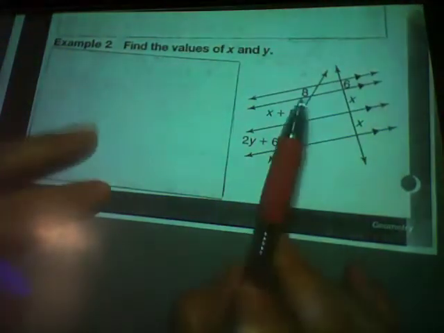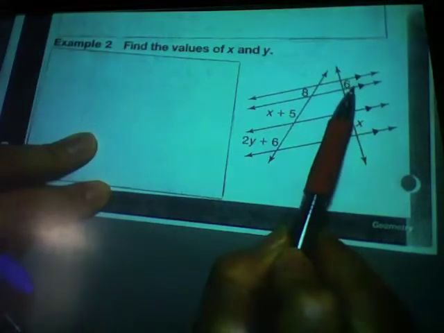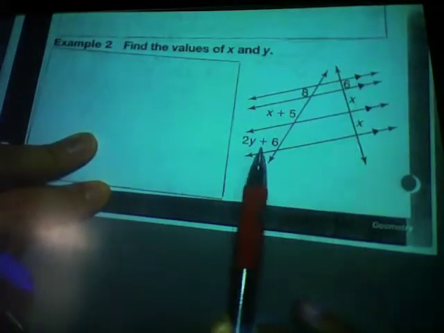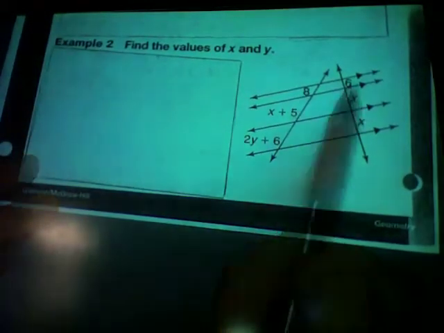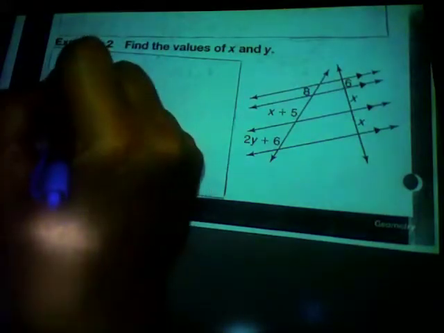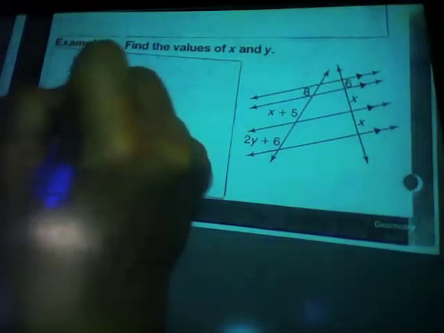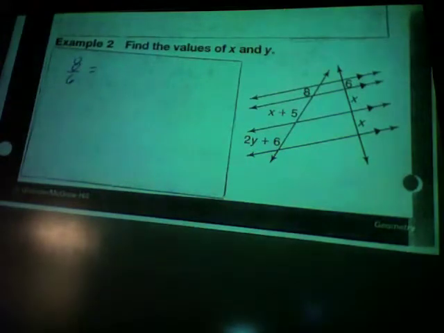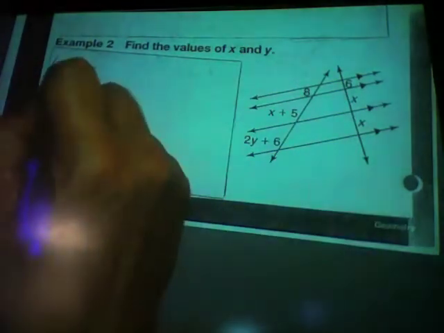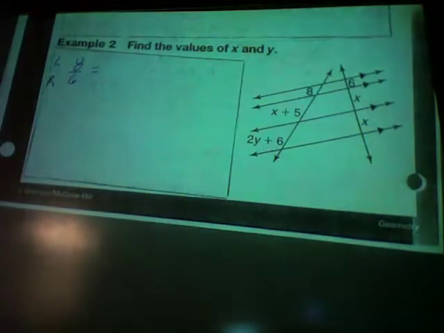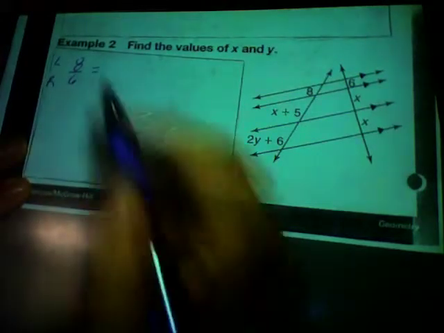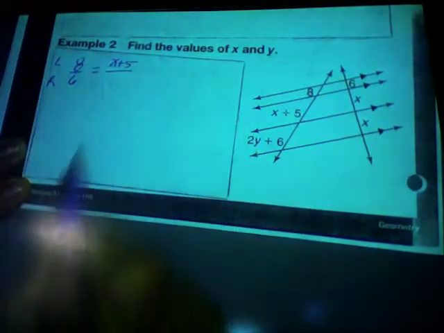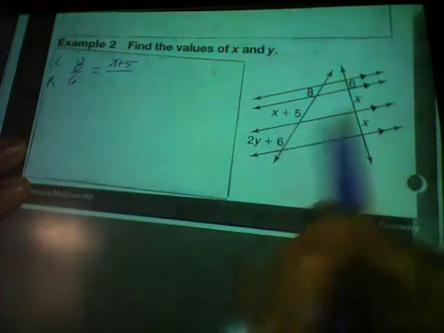All I have to do is set this side proportional to this side proportional to this side proportional to that side. So I know 8 and 6. So that's what I'm going to have on my left side of my proportion. And I'm going from left to right. So maintain a consistent pattern. So what are you going to put on the other side in the numerator? X plus 5 over, what are you going to put next to 6? Yeah, across from x plus 5 is x.